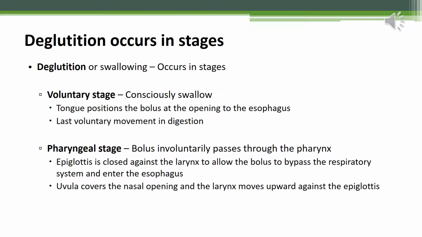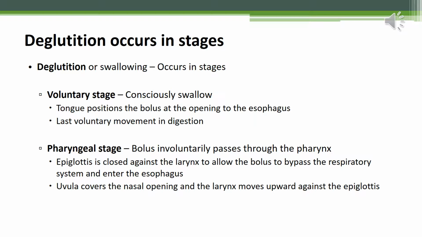Now we're going to talk about deglutition, or the process of swallowing food. And this occurs in stages. First, there's the voluntary stage, where you consciously swallow the food. In this stage, the tongue positions the bolus, or rather the ground up, balled up food at the opening of the esophagus, and at this point, we're at the last voluntary movement required for digestion. And after that, there's the pharyngeal stage, where the bolus passes through the pharynx.